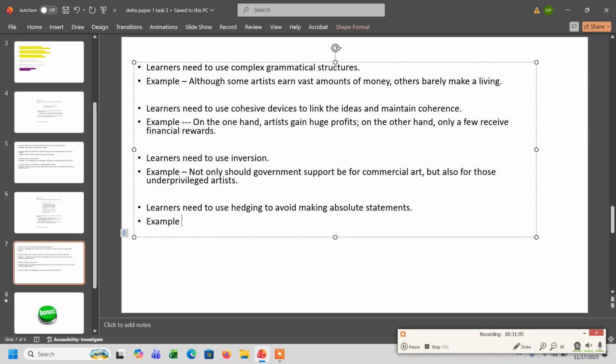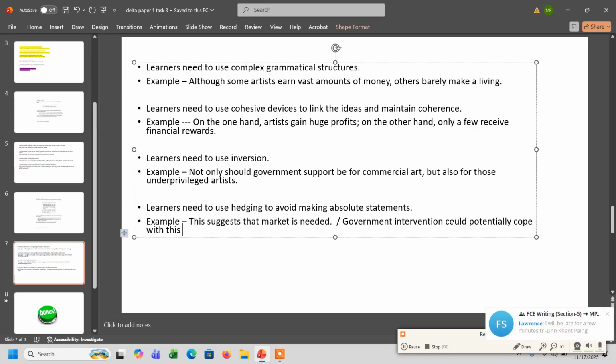Okay, so example, like this suggests that, I don't say I'm sure that, okay, this suggests that market is needed, right? Market for the artist is needed, or something like that. Or maybe government intervention could potentially tackle or cope with this issue.